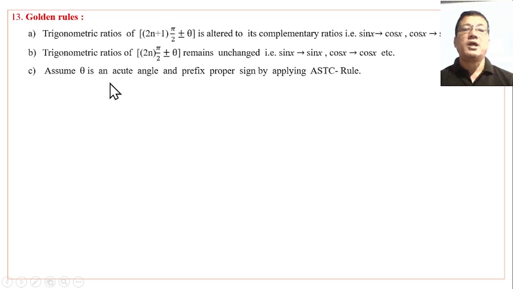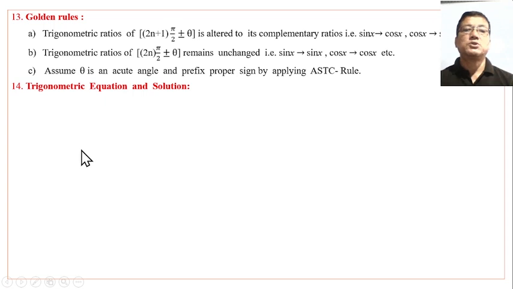Assume theta is an acute angle and prefix the proper sign by applying the ASTC rule. Theta is an acute angle, and we fix the proper sign of the trigonometric ratio by applying the ASTC rule. For the angle, we check the final position of the revolving line and which quadrant it lies in, and find the sign of the trigonometric ratios accordingly.